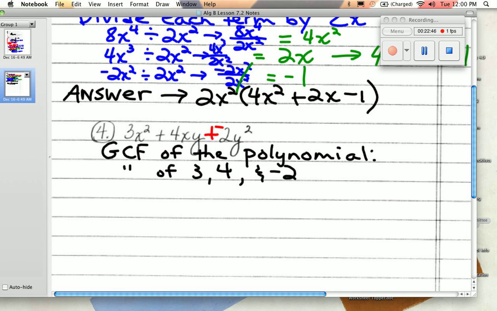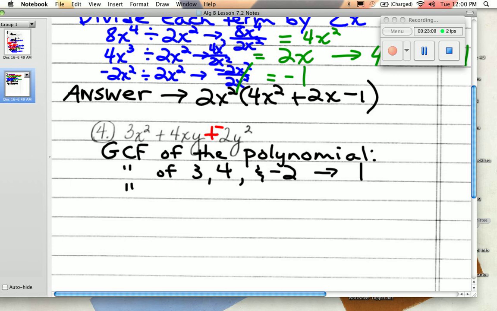But you can't stop there. You can't say, because one of them's prime, I can't do it. You have to take that prime number and see, can that prime number go into the other numbers? Can 3 go into 4 and 2? No. So we say the GCF of this group is 1. Well, it can't be a fraction. And then we have to find the GCF of the x terms.